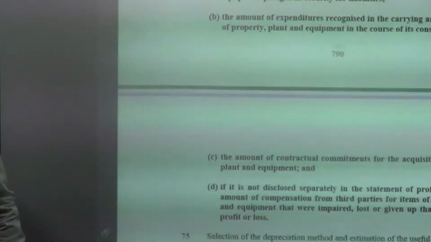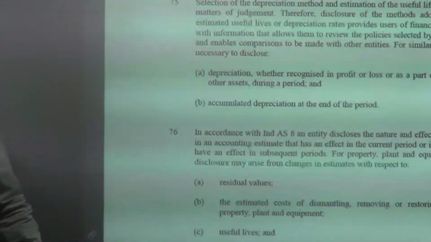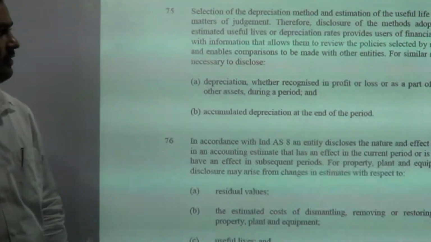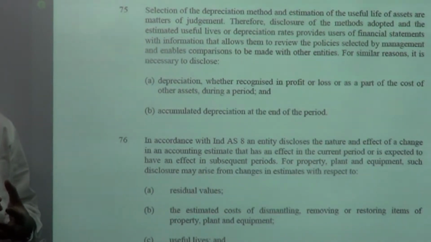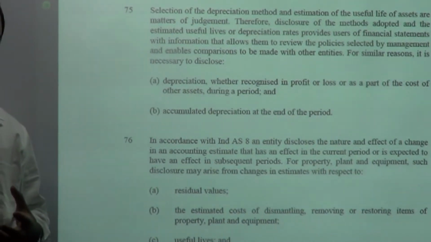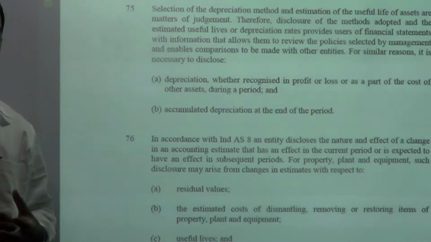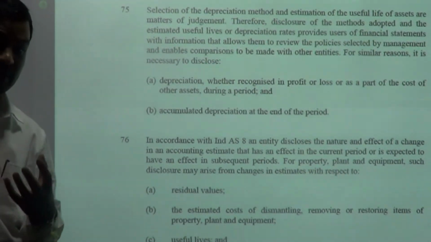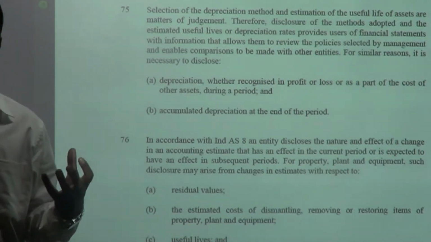Then selection of the depreciation method, estimation of useful lives are matters of judgment. So how you have selected the method of depreciation, how you have estimated the useful life, these items have to be disclosed as part of your notes to accounts, so that the users are able to use this information for comparing your method, your estimates with other companies as well.